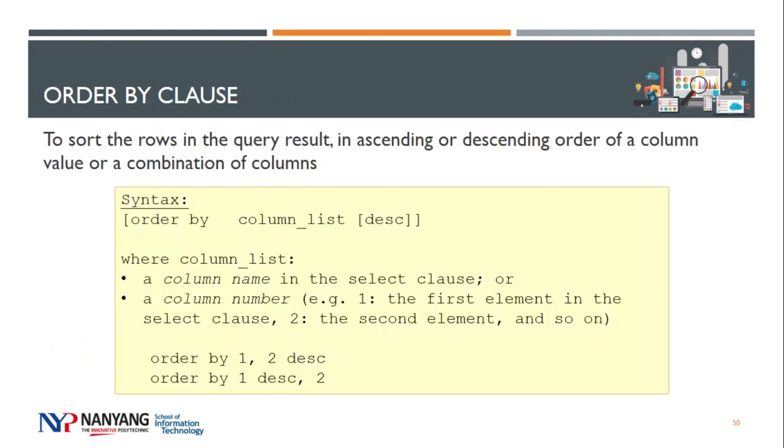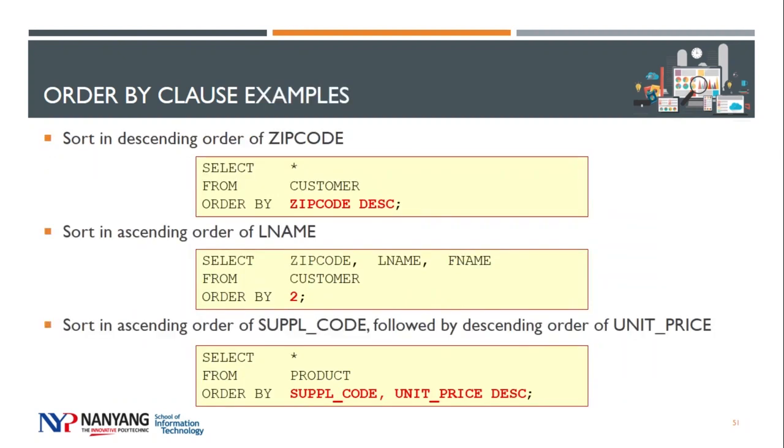Okay, so these are some of the codes. Syntax: column list, column name, column numbers. We can also have codes to arrange them in descending order. So here are further examples.